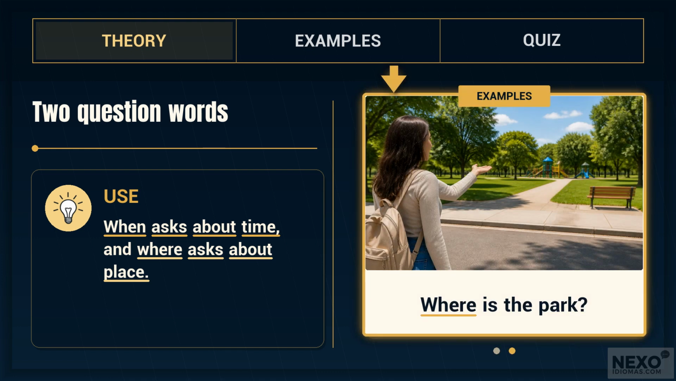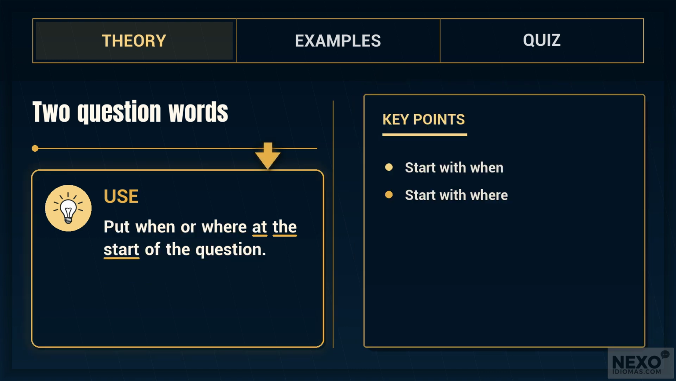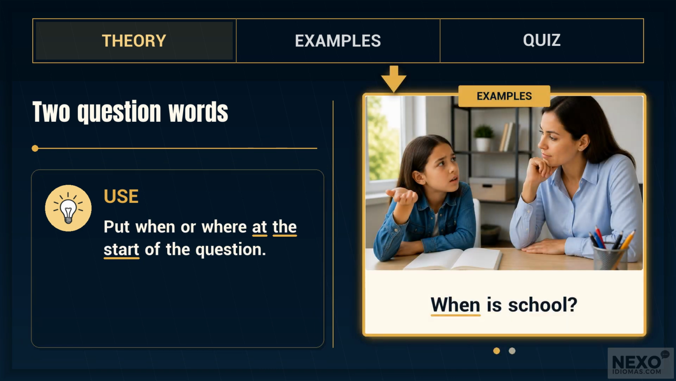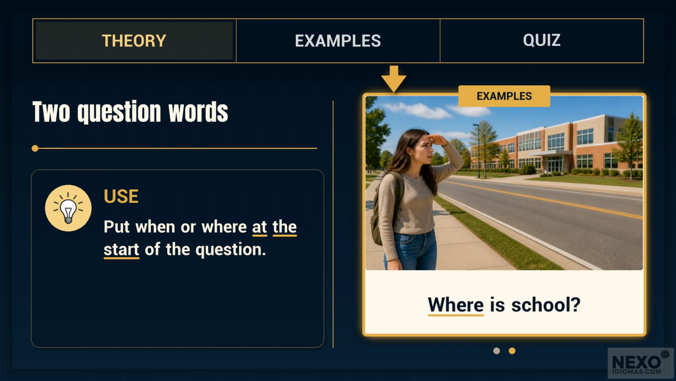Example. Where is the park? Put when or where at the start of the question. Example. When is school? Example. Where is the school?